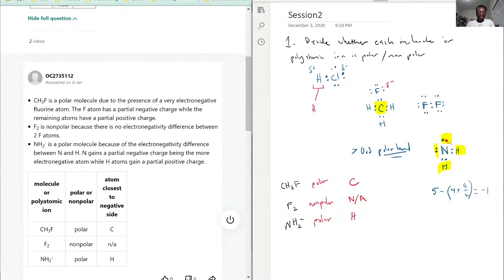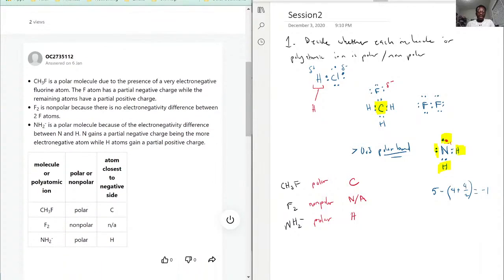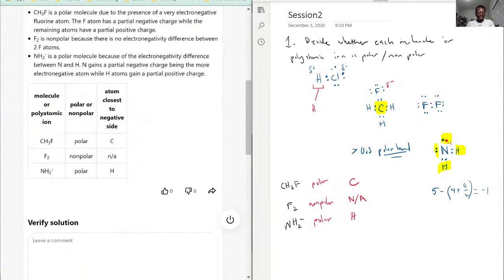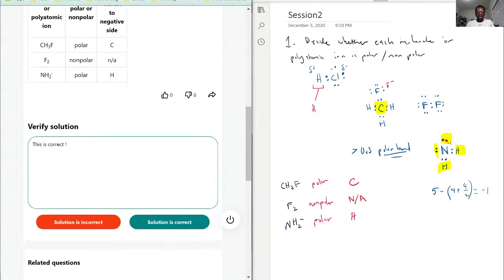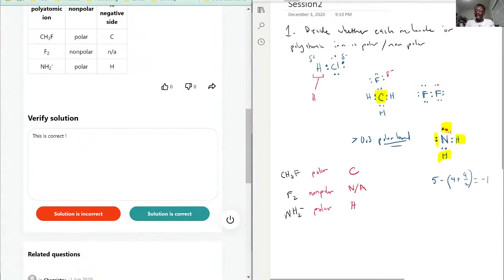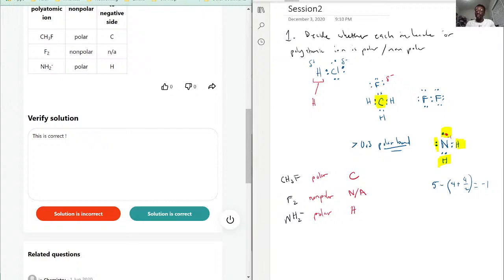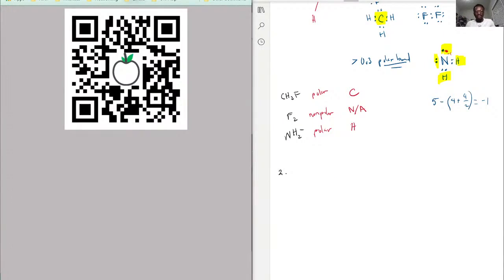Let's see how we did. Yep, CH3F is polar, and the closest one is a carbon. F2 is nonpolar and not applicable. And NH2 minus is polar and it's a hydrogen that's the closest part. So this is correct. Hopefully we were able to break down this question sufficiently. And if you had any parts to pause, you can always just go back and play it again just to see how we were able to get to this answer. With that being said, let's move on now to question number 2.